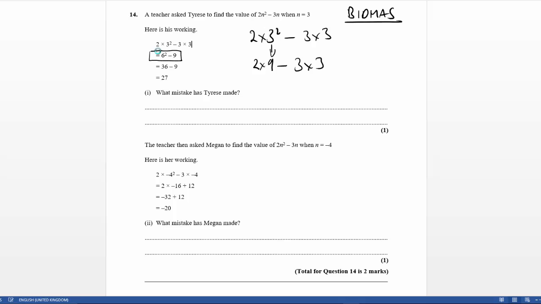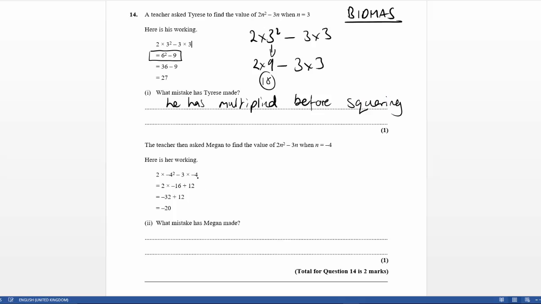Clearly here, what's actually happened is, he's done 2 times 3, which is 6, and then he's going to square 6, which is incorrect, because we should actually end up with 18 on this side. So what he's done, he has multiplied before squaring.